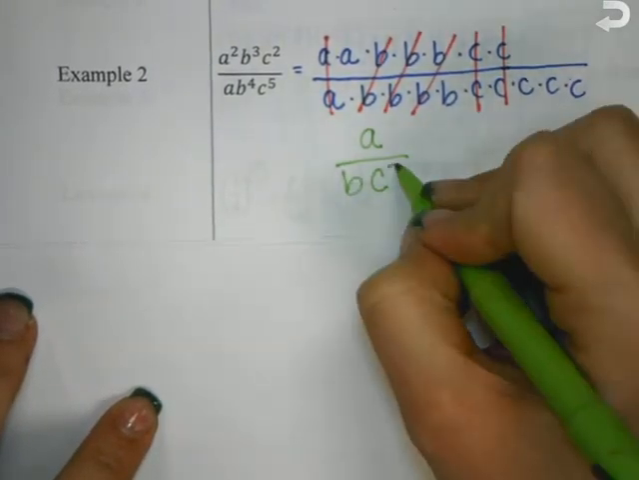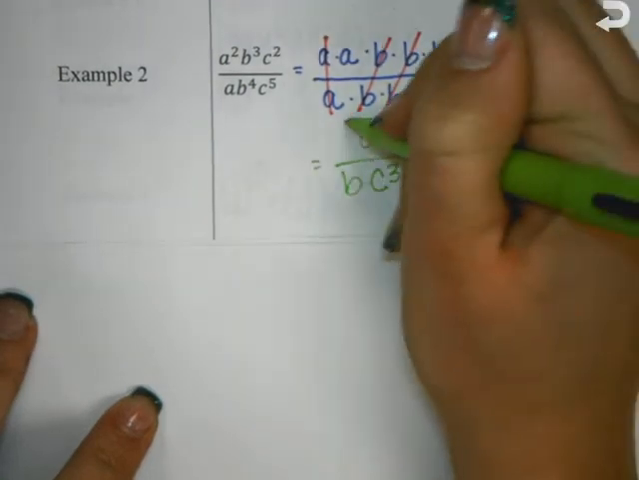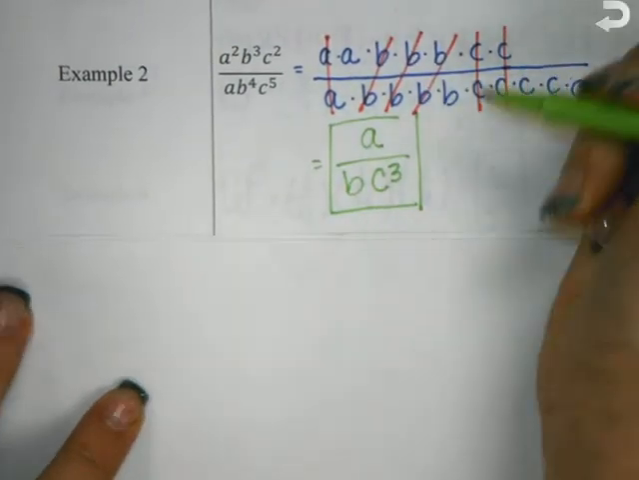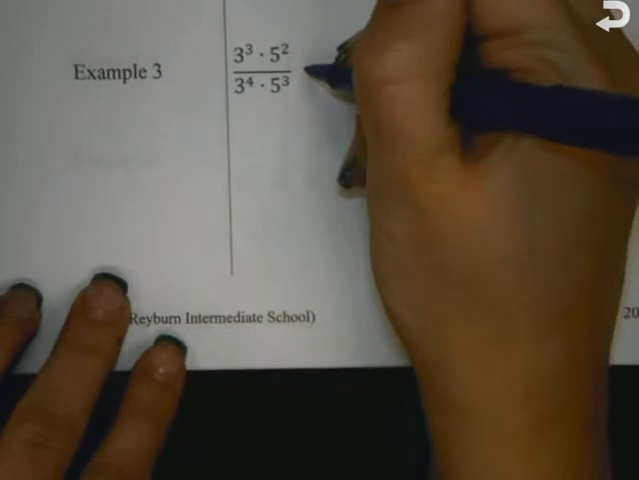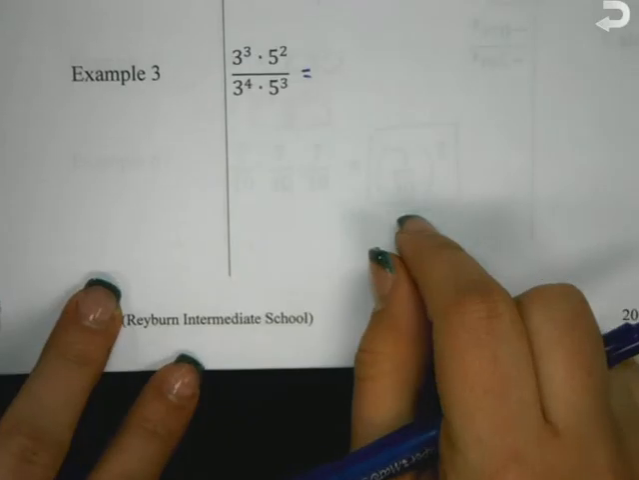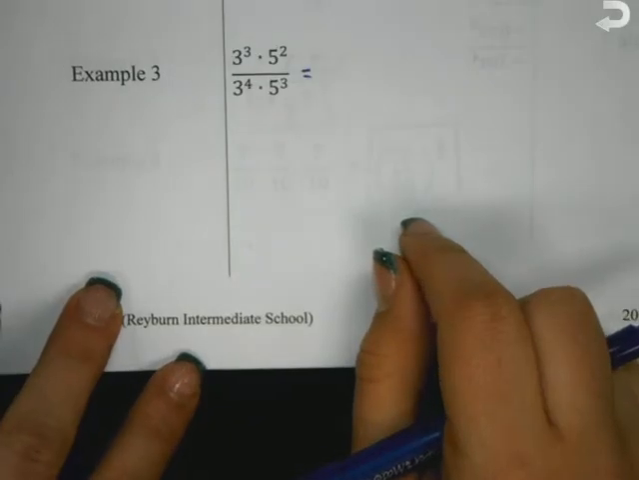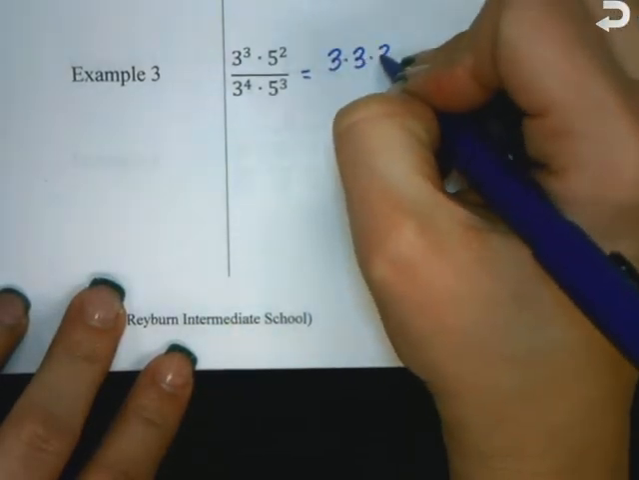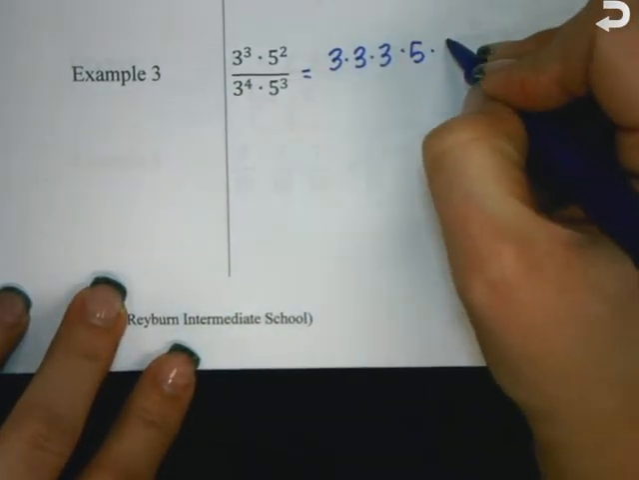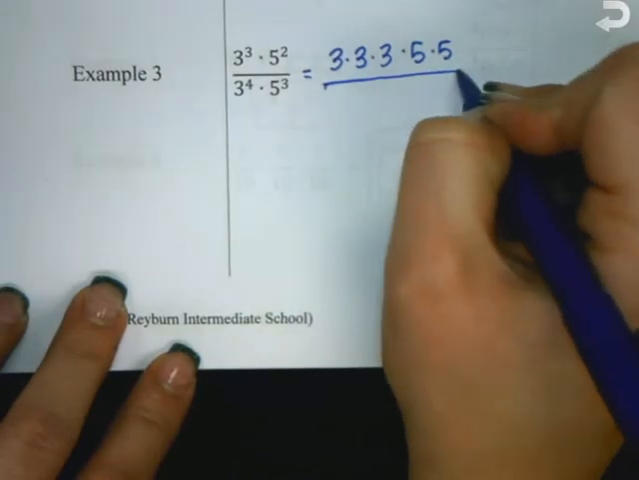All right, first step. Who can tell me? I need to do what, Sabrina? Expand. 3 times 3 times 3 times 5 times 5, all over 3 times 3 times 3 times 3 times 5 times 5 times 5.